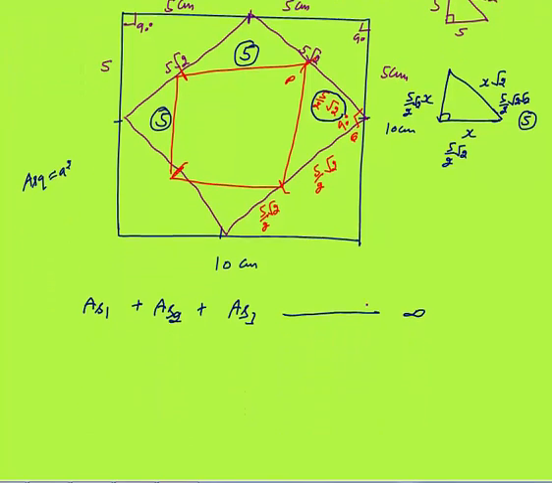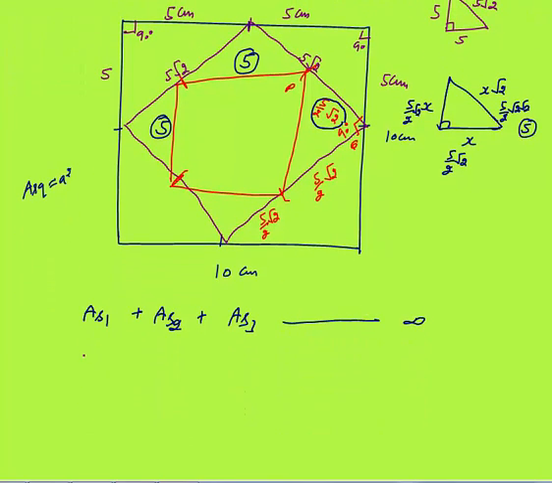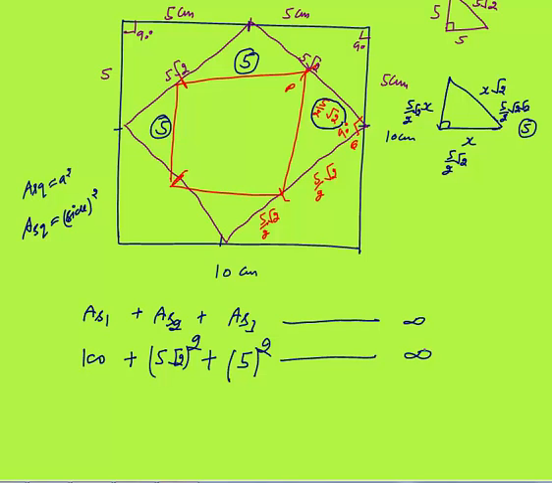Now area of square 1, the side of square 1 was 10, so area will be 10 square, because the area of a square is side square. So side of the first square was 10, so area will be 10 square, 100. What is the side of the second square? This is 5 root 2 is the side of the second square. So area would be 5 root 2 whole square. Third, the side of the square is 5, so 5 square will be its area, up to infinity. Okay, this is 100 plus 5 root 2 square will be 50 plus 25 up to infinity.